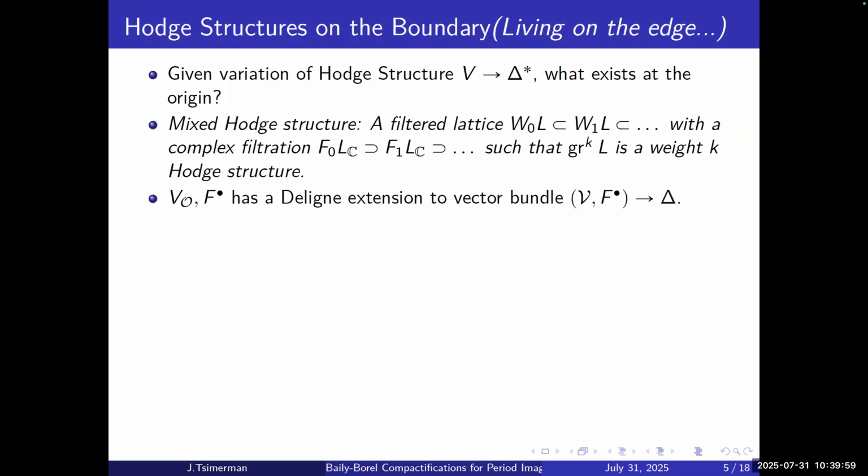So a mixed Hodge structure is a lattice with not just a Hodge filtration, but also this increasing weight filtration and some slightly more complicated data, such that if you look at the graded pieces, then the Hodge filtration induces a weight k Hodge structure on the kth graded piece. That's why it's called mixed, because it mixes up a bunch of Hodge structures of various weights. So if you have this variation, what can you do?